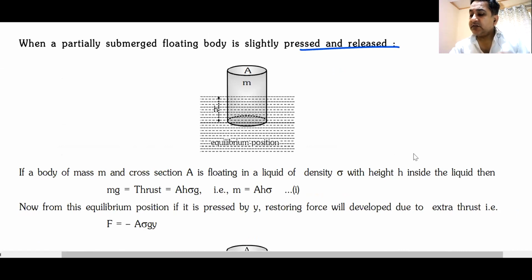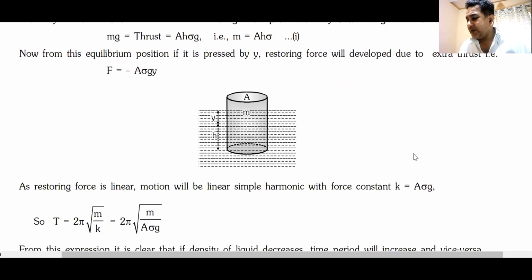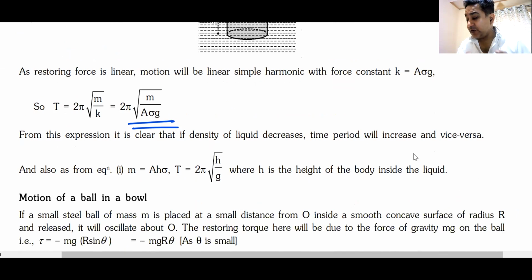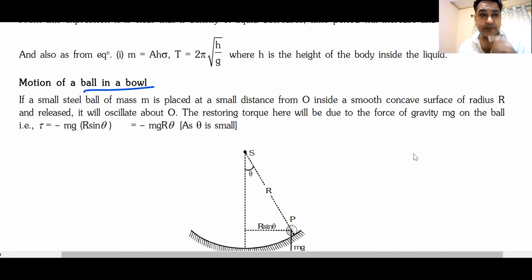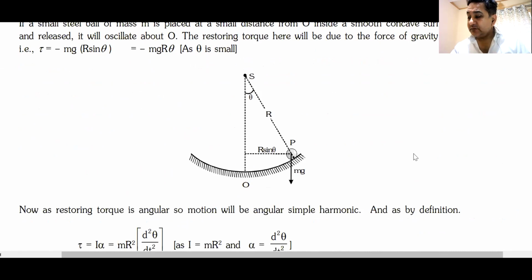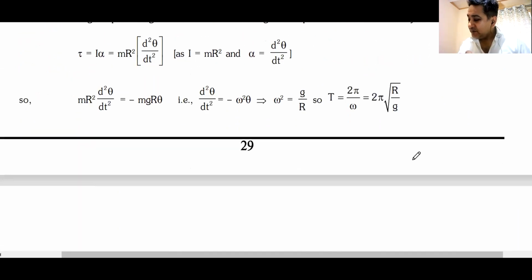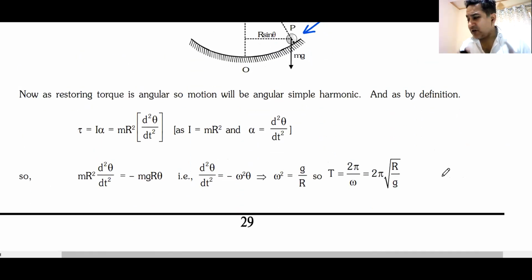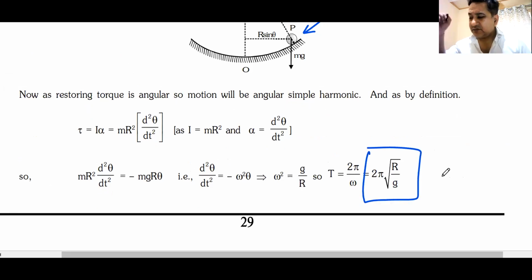Again, partially submerged floating body. If you depress it, what will be the SHM? This is the amplitude, this is the time period of that SHM. Nothing else. This is a partly floating body. Motion of a ball in a bowl. This question has come many a times, different variations of this question. This is best done by the concept of torque or energy, depending on how you look at it. Remember, the time period is 2 pi root over r by g.